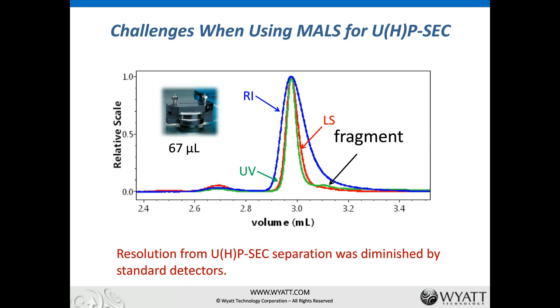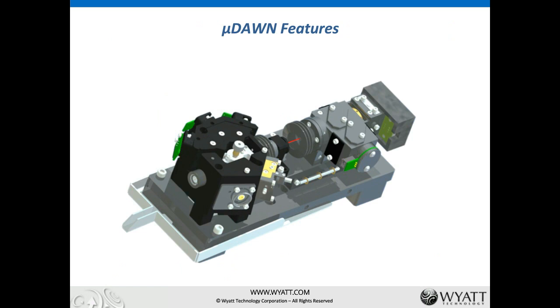So if we still use those standard detectors, we will see as the peak moves from UV to light scattering to RI, the peak gets broader and broader. The fragment seen by the UV is now completely lost in the RI trace. It is relatively easy to develop a new low dispersion RI detector, and that's what we did first. It's called Optilab UT-rEX. But it is much harder to make a low dispersion MALS detector.